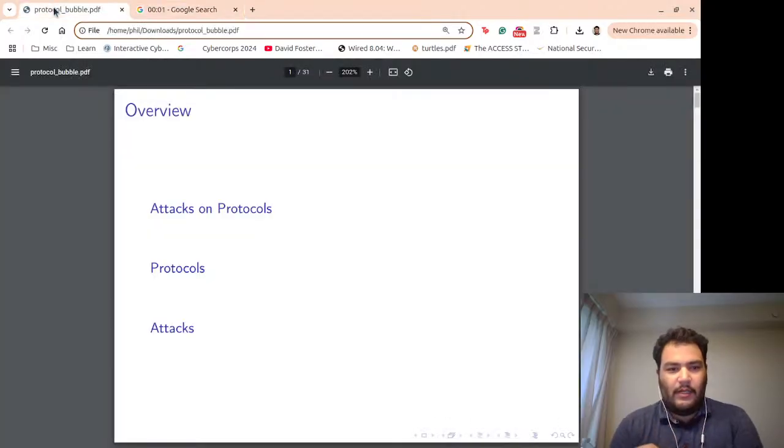So I'm going to tell you about how to synthesize attacks on protocols. I'm going to start by saying what the problem is that I care about, and then tell you what I'm assuming about protocols, and then the third part of this talk is going to be showing how to synthesize an attack on a protocol.